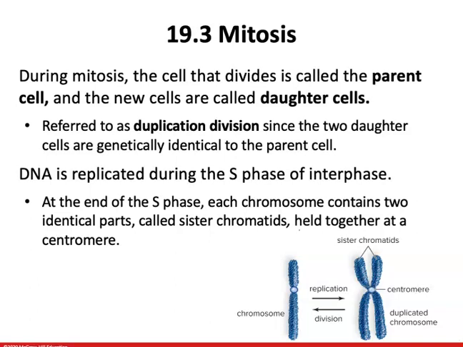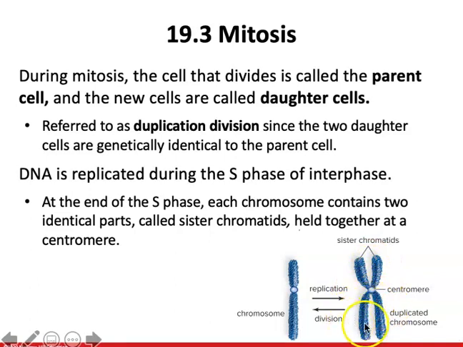So DNA is going to be replicated during the S phase of interphase. At the end of S phase, each chromosome is going to contain two identical parts called sister chromatids. So this is what goes into the S phase. This is what comes out of the S phase. We start off with a single chromosome. We end up with two sister chromatids attached at the centromere.